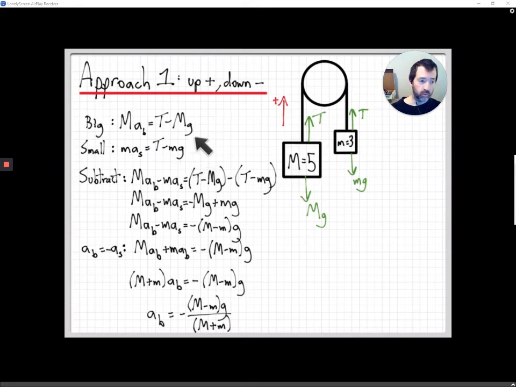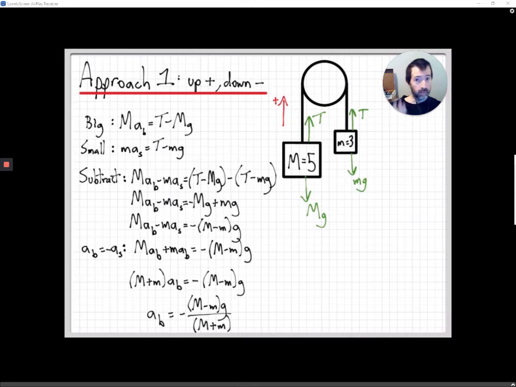The next thing I did was subtract these two equations from each other. So on the left-hand side, I have ma big minus ma small. On the right, I've got T minus mg, minus the other T minus mg. So obviously the T's are going to cancel out there.